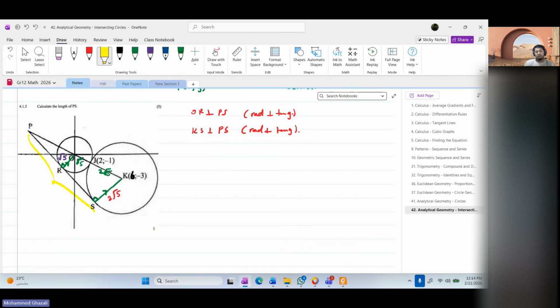Remember, we can use similarity. It's possible to use similarity because the top triangle is similar to the bottom triangle. Why? Because we have the case of angle, angle, angle. See, angle P, angle R, angle O. Those are corresponding angles. And I think we have done similarity in grade 9, because I'm not really proving it. I can just say triangle POR is similar to triangle PKS.